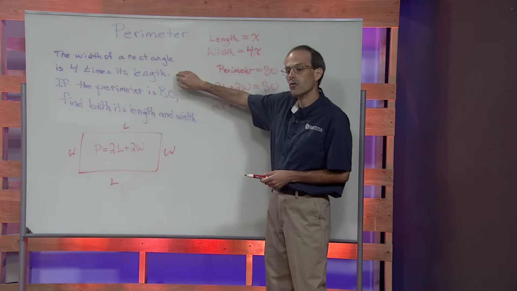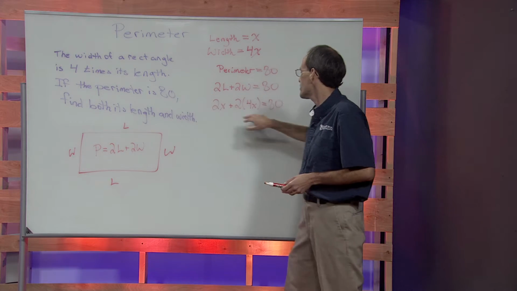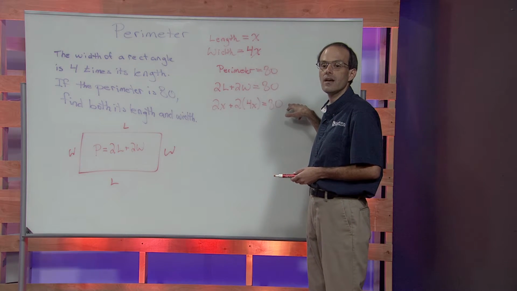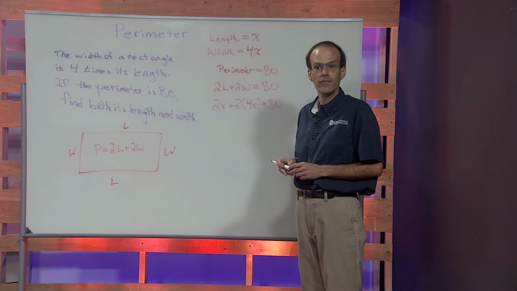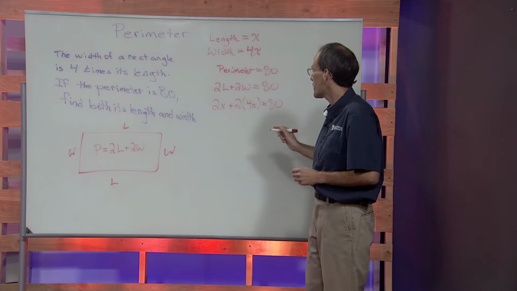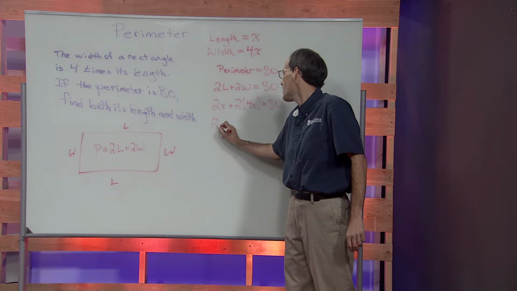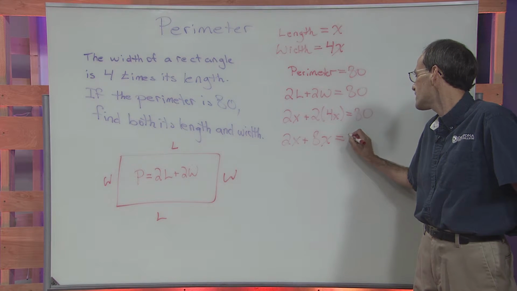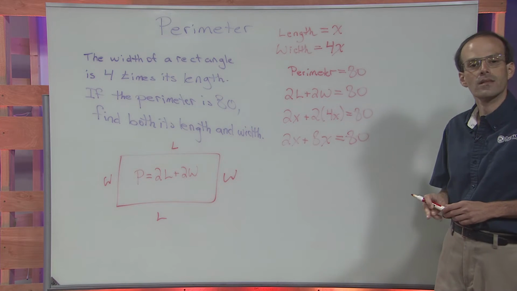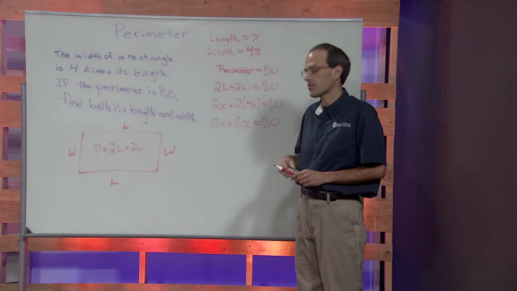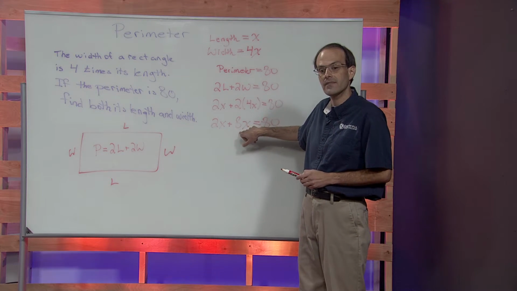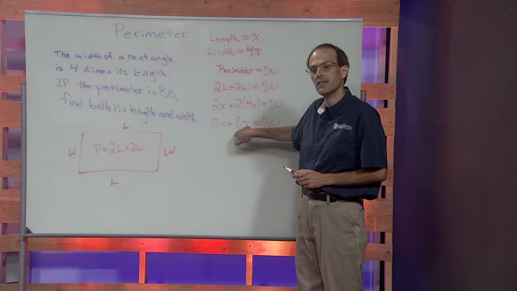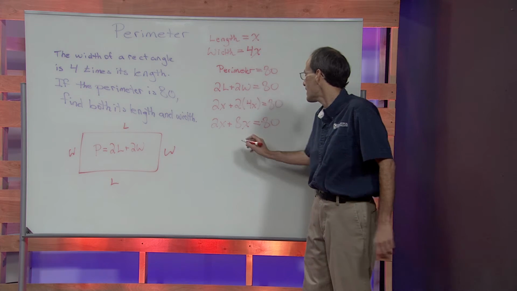And we've taken our word problem and reduced it down to a linear equation that we can solve using the techniques we've used previously. We'll begin by clearing parentheses. 2 times 4x is 8x. Then we'll combine like terms. We have some like terms on the left-hand side. 2x plus 8x is equal to 10x.